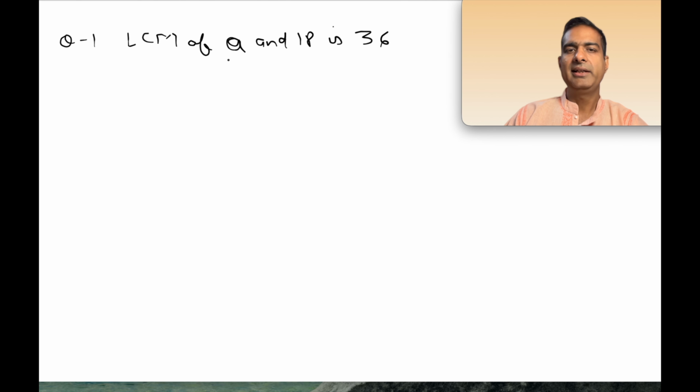So A is unknown, so 18 here we can see its prime factorization is 3 square times 2. So 18's prime factorization is 3 square and 2, and the LCM prime factorization of 36 is 3 square times 2 square. So LCM of A and 18 is 36, means highest power of the prime factors present in 18 and A is 3 to the power 2 and 2 to the power 2.